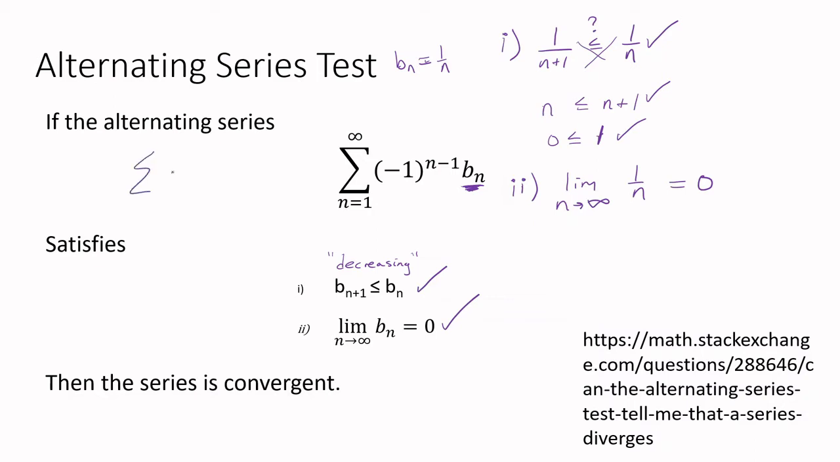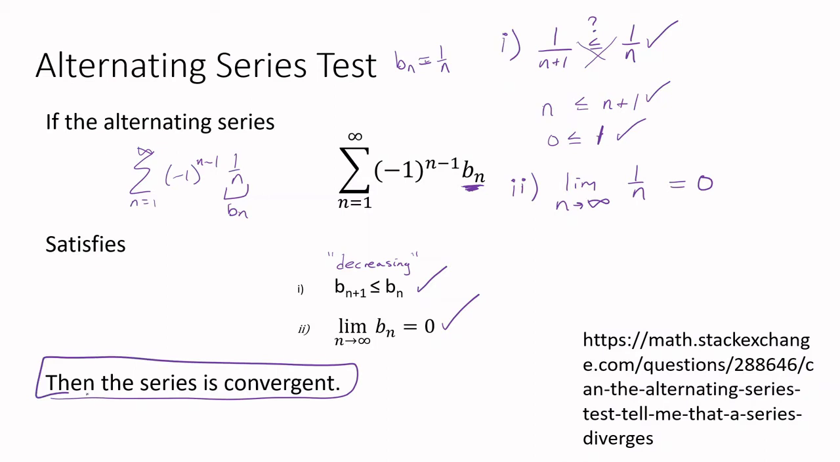So what do we have here? We have our series, negative 1 to the n minus 1, 1 over n. We have identified out of the series a b sub n. We have taken that b sub n and shown the conditions I and II here. And thus, by the alternating series test, this series is convergent. That's it. I show condition, condition, I'm done. So this series actually is convergent, and it's convergent by the alternating series test.